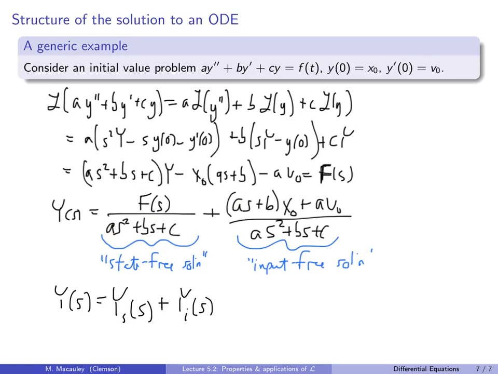From here they may say, well, let's see what happens to the big Y as we change the inputs or as we change the forcing term. And right now we have a little bit of a grasp as to how that's going to work because we've broken this up into two separate pieces.